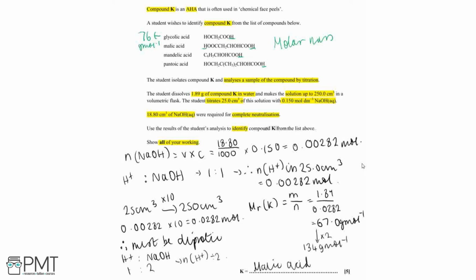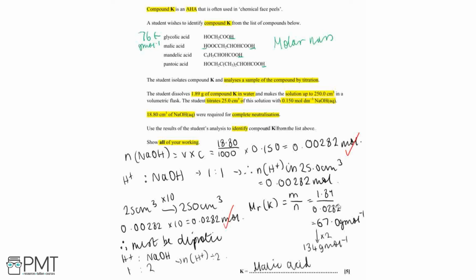And for this question, there was 1 mark for working out the moles of sodium hydroxide using that titration. And then the second mark was for working out the moles of the acid in 25 centimetres cubed and the moles of the acid in 250 centimetres cubed. So you had to have both of these points in order to get that second mark.